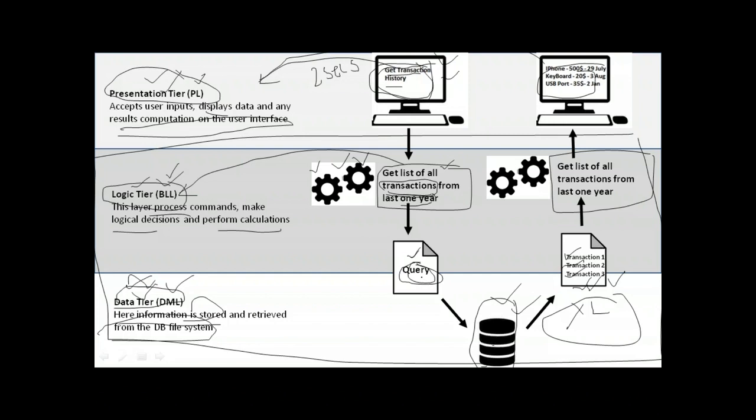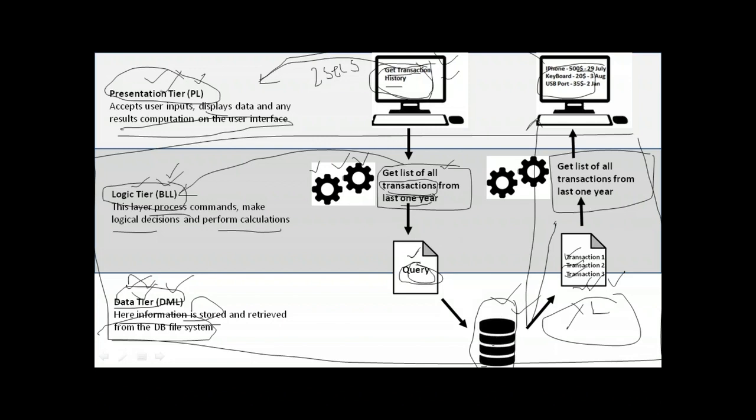It has the data, and it has the ability to take the request, retrieve the data and send the response as well. In this case, there are only three transactions from the last 1 year. So you have retrieved them. And does it send directly to the presentation layer? No, it sends it to the business logic layer from which it got the request. So the response is sent back to the place where it got the request.